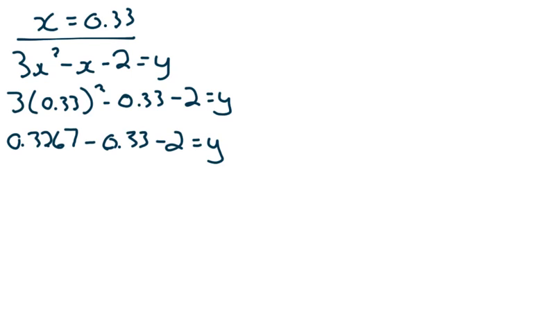If we calculate that out, we get negative 2.0033. If we're going to go to 2 decimal places, negative 2.00. And we could just call it, if we're going to round it, that y is -2. So this point of intersection would be at 0.33 and -2.